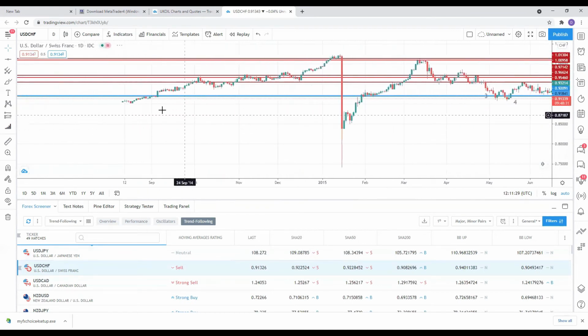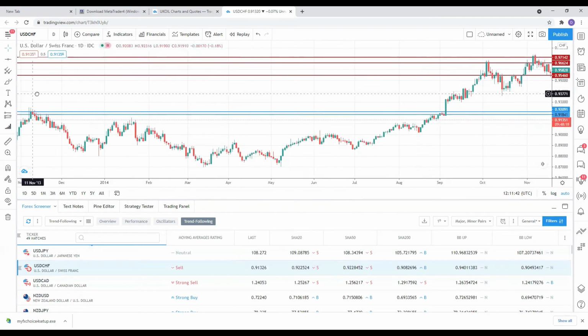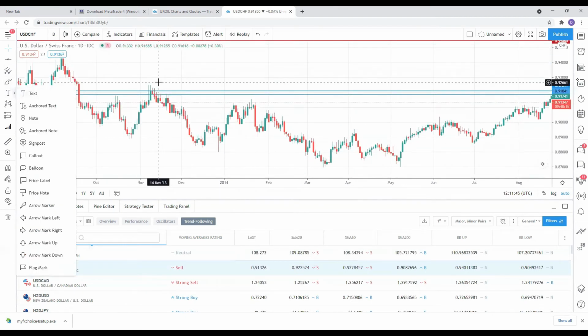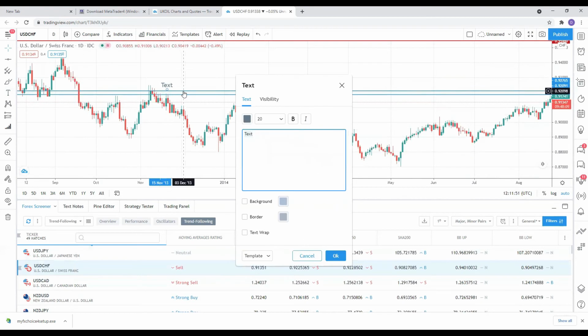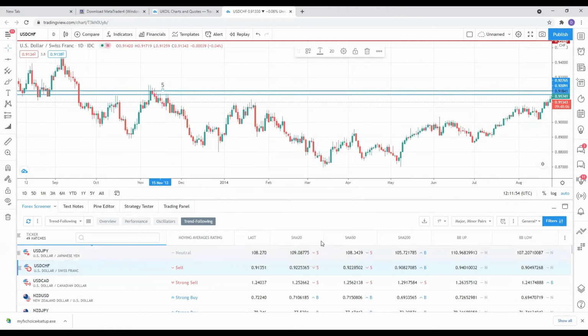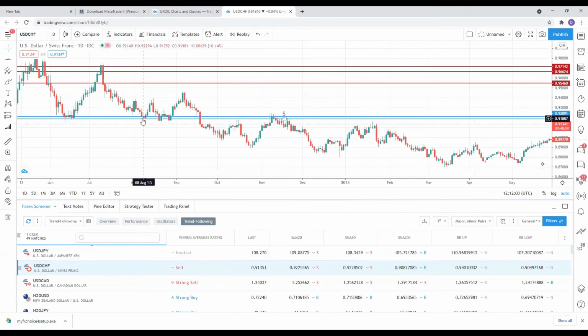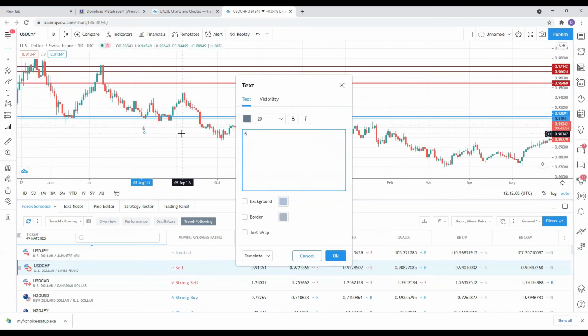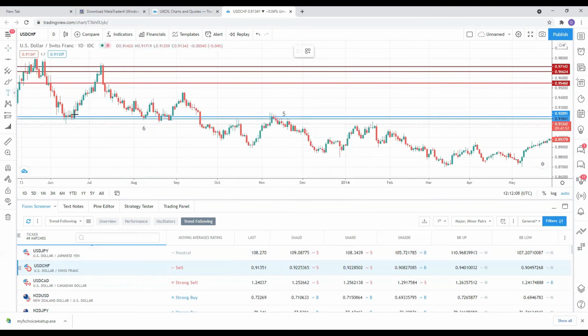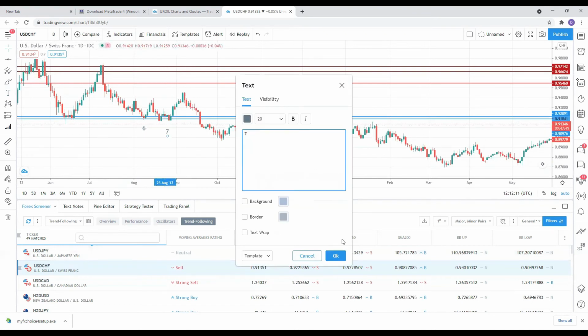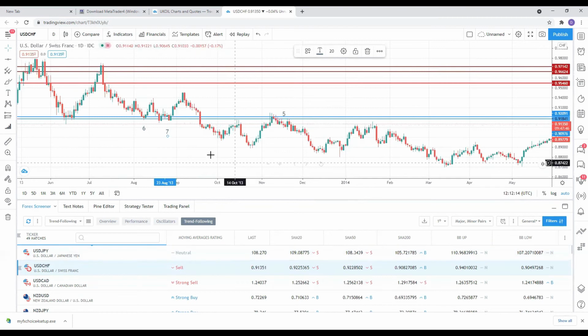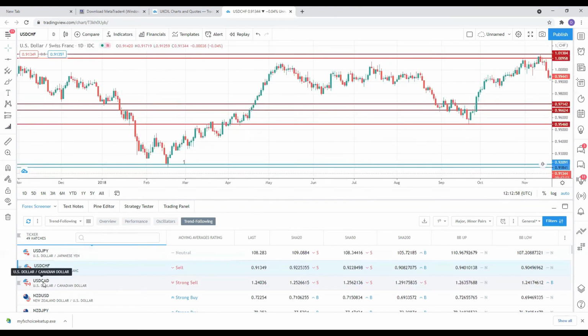Let's look for another touch. Five. So the area acted as resistance here. Six, seven. So this suggests this area could actually serve as support. Let's choose another currency pair.